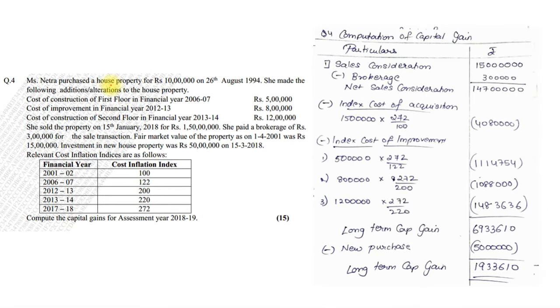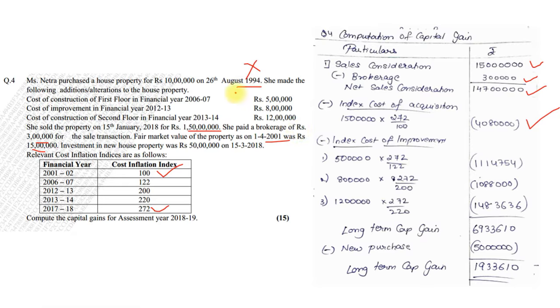Mr. Netra purchased a house property for 1 lakh in the year 1994. Cannot take that. Fair market value was 15 lakhs. Sold the property for 1 crore 50 lakhs and brokerage was 3 lakhs. So we start with sale 1.5 crore minus 3 lakh gives you 1 crore 47 lakhs. Less indexed cost of acquisition is cost of acquisition. This, no, the fair market value 15 lakhs into 272 divided by 100. We get 40 lakh 80,000.